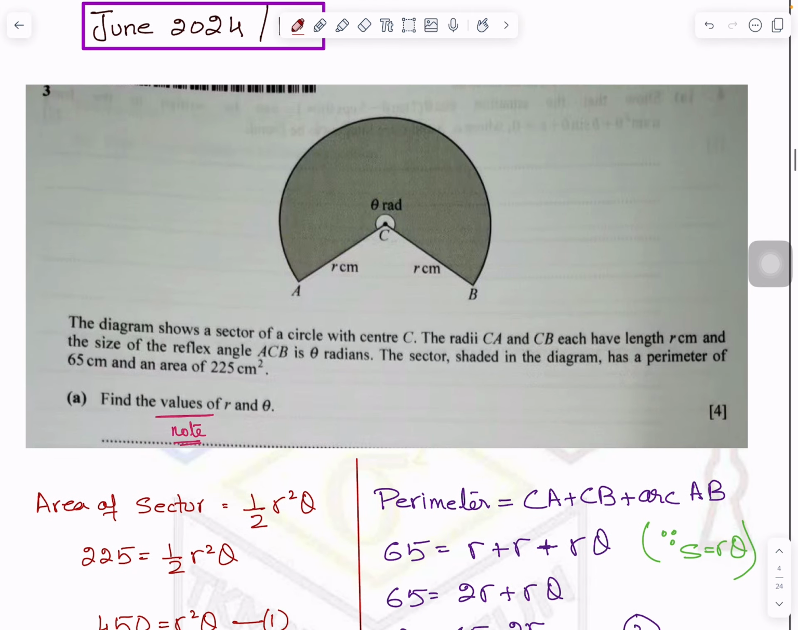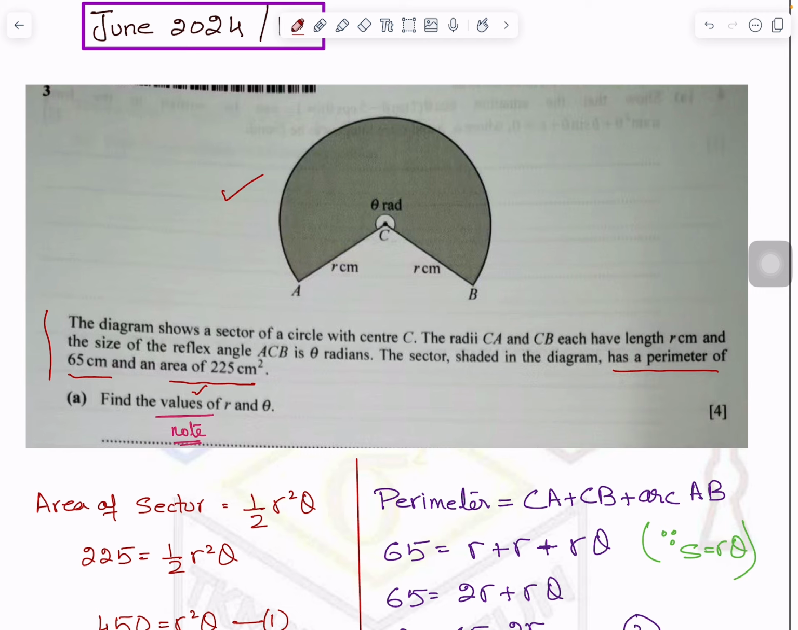Now question number 3, which is related to circular measure. You have to focus here. Whatever is written here is actually expressed in the diagram also. An important thing here is that the perimeter of this shaded region is given to you, and the area is given to you. Two pieces of information are given, and you have to find the values of r and theta. Please remember to read the question carefully.